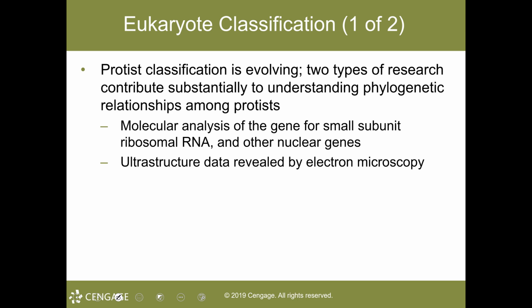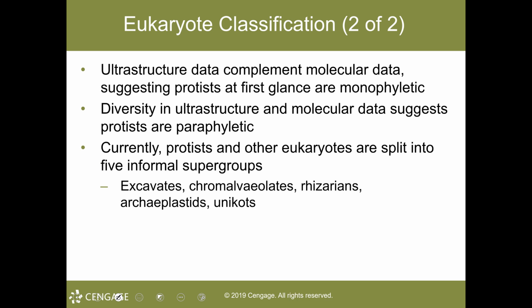So there are two types of research that contribute substantially, class, to understanding the phylogenetic relationships among protists. Molecular analyses of the gene from the small subunit of the ribosomal RNA and other nuclear genes, and also using the ultrastructure data revealed from electron microscopy. From such, class, we can now get that we have five informal supergroups: the excavates, the chromalveolates, the rhizarians, the archaeplastids, and the unikonts.